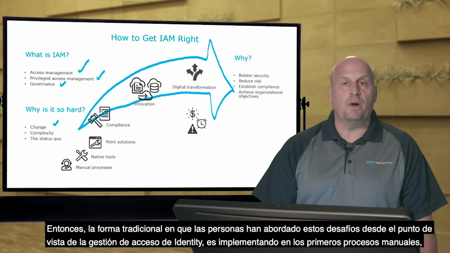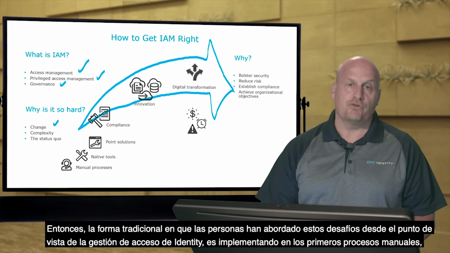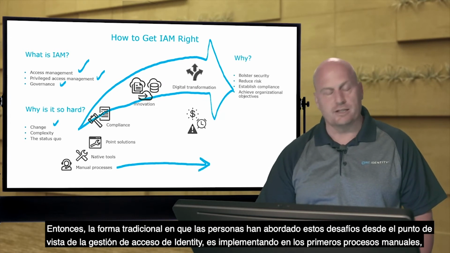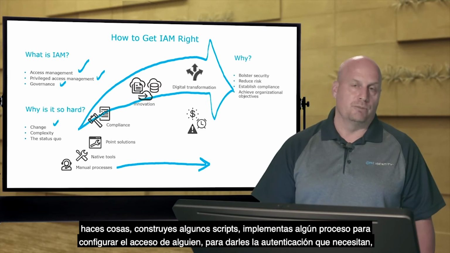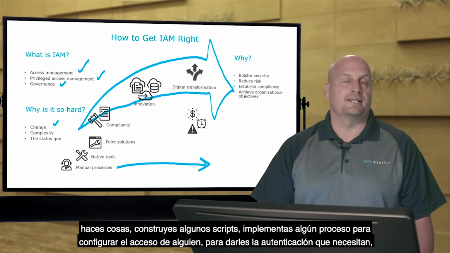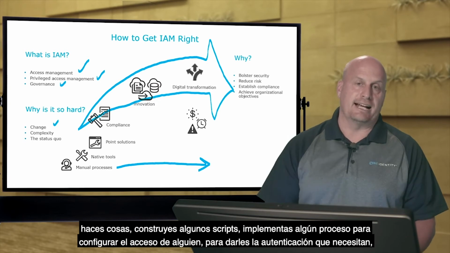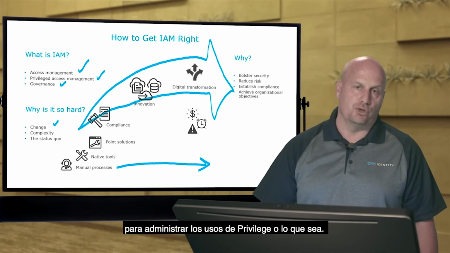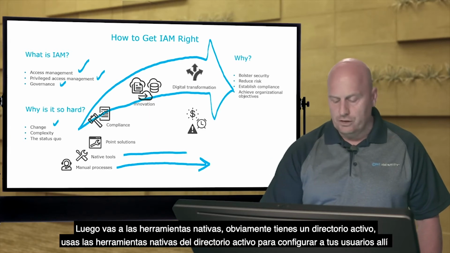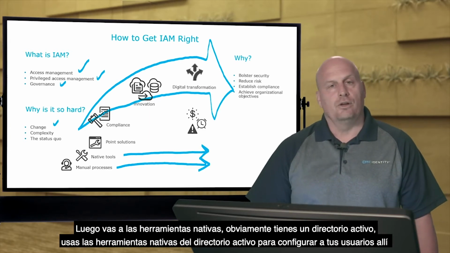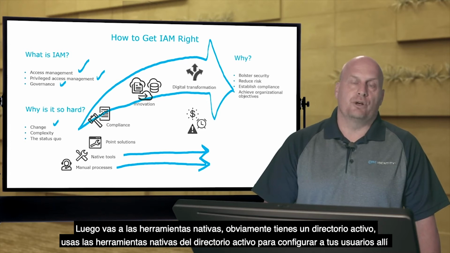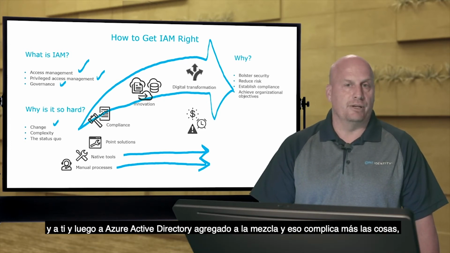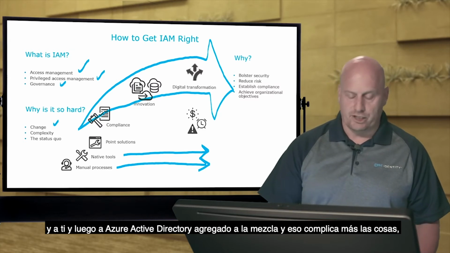So the traditional way that people have addressed these challenges from an identity and access management standpoint is they've implemented first manual processes. You build some scripts, you put some process in place to set up somebody's access, to give them the authentication they need, to manage the privileged users or whatever. Then you go to native tools. You obviously have Active Directory. You use the Active Directory native tools to set up your users there, and then you got Azure Active Directory added to the mix, and that messes things up more.